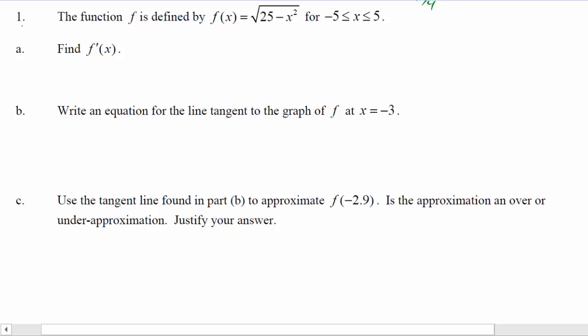Alright, so let's go over some show your work questions. Let's start with number 1. This is a no calculator question. The function f is defined by f of x equals the square root of 25 minus x squared, from negative 5 to 5.